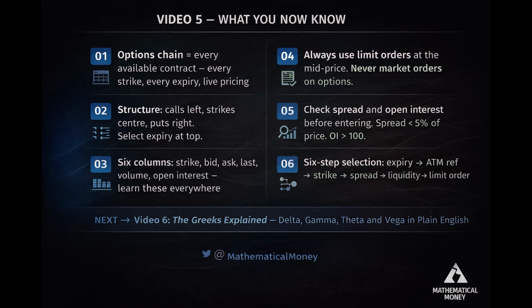6. The 6-step selection process. Expiry. Reference ATM strike. Choose your strike. Check the spread. Check liquidity. Set your limit order. That is video 5 complete. The next video introduces the Greeks, the 5 numbers that tell you exactly how your option will behave as the stock moves, as time passes, and as volatility changes.